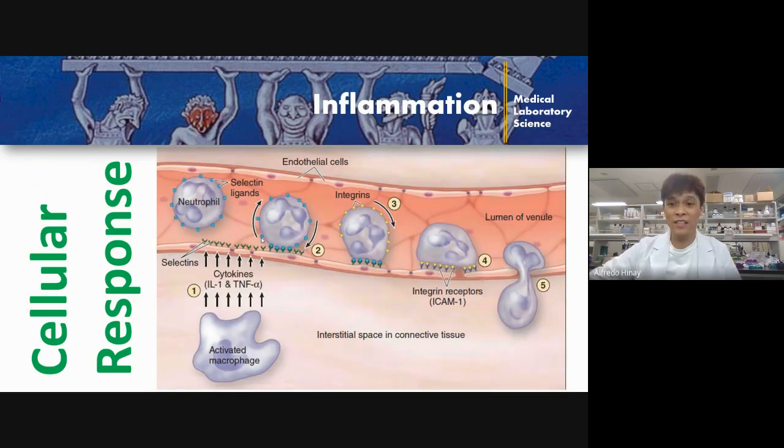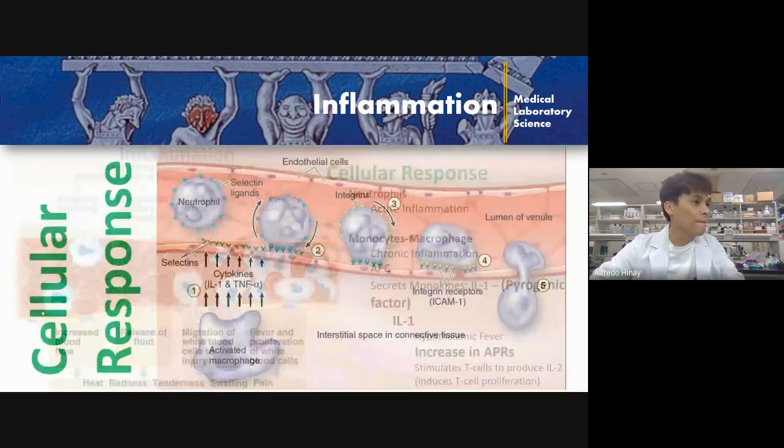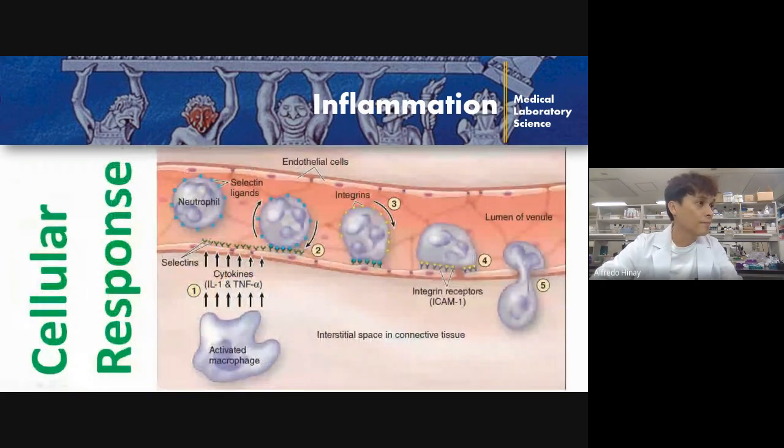Okay, for your cellular response, class, I would like to explain this one carefully. Because for example, you have your macrophage here, class. Allow me to have my laser. Okay. So for example, you have your activated macrophage. Your activated macrophage will increase your interleukin-1 and your TNF alpha together with your cytokines.